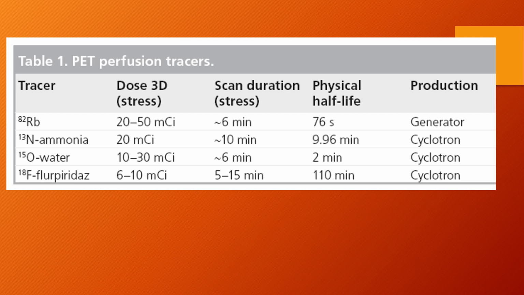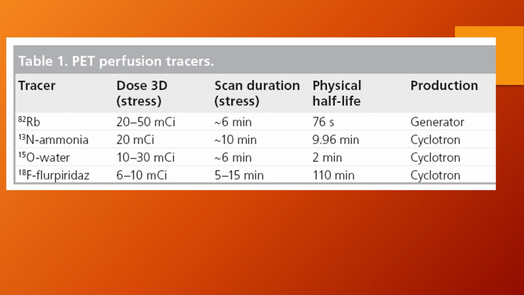Sometimes you'll see it as low as 10 millicuries or as high as 60, and that is a little bit dependent on the generator that you're using and the scanner parameters. So it will vary a little bit on your protocol, but this is the typical dose. The scan duration is about 6 to 7 minutes.